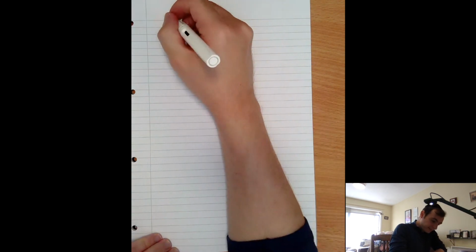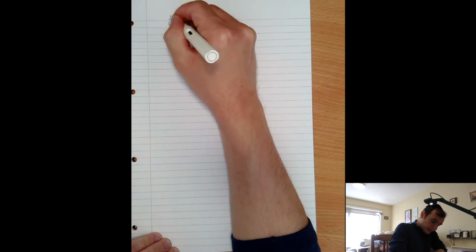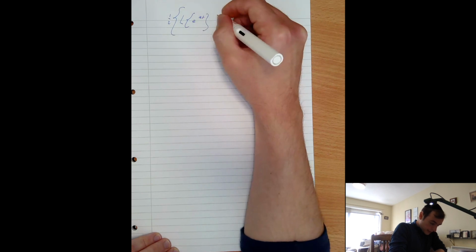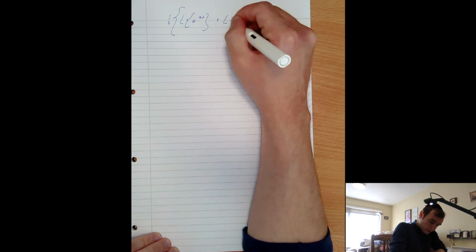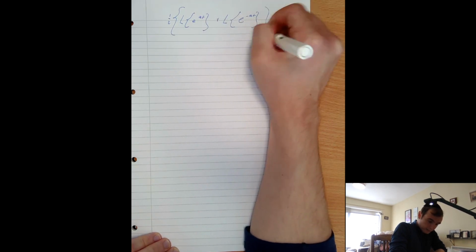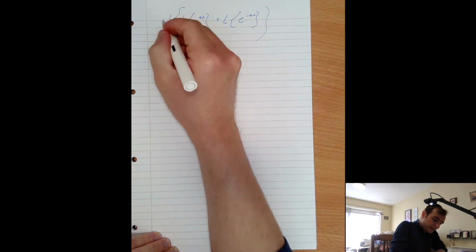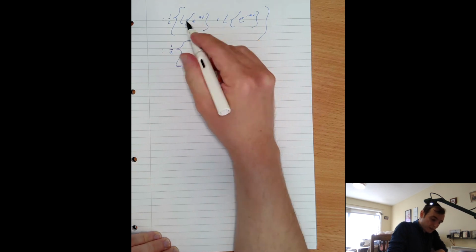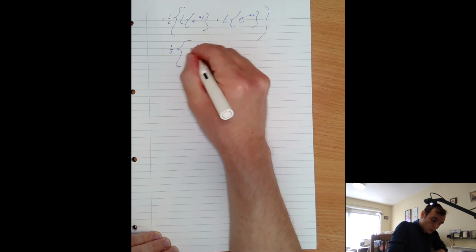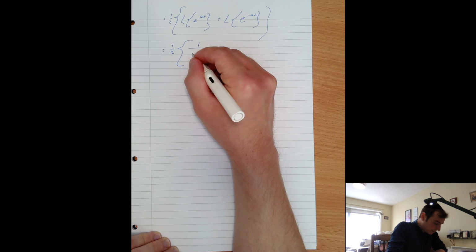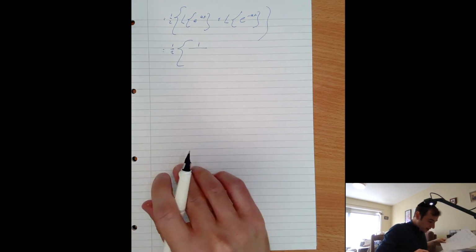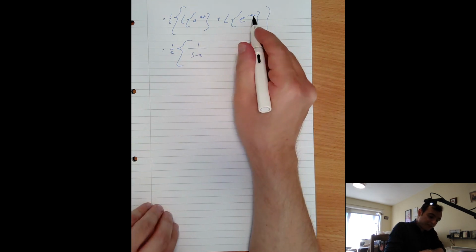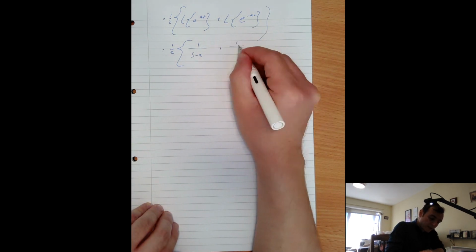So I'm just going to write that up again at the top. And then it's just a matter of simplifying. So the Laplace of e to the at plus the Laplace transform of e to the minus at is what we want. So this is going to be half of, well, we know the Laplace transform of e to the at is 1 over, what did we say it was? 1 over s minus a, wasn't it? 1 over s minus a. And the Laplace transform of e to the minus at is going to be 1 over s plus a.